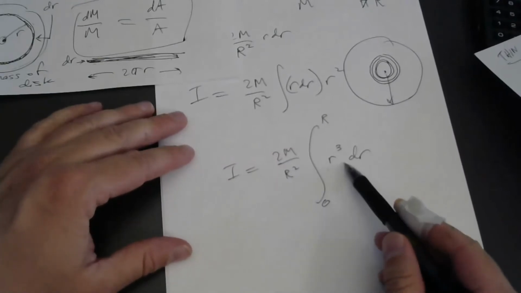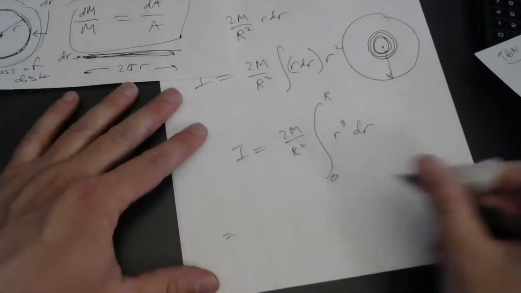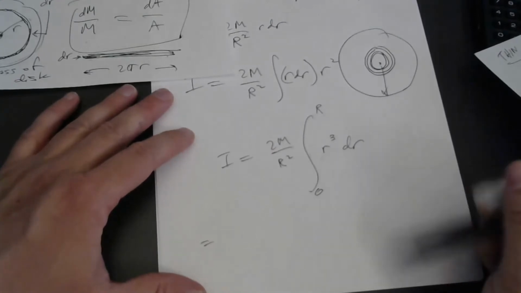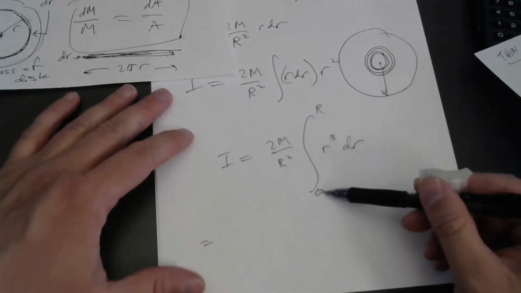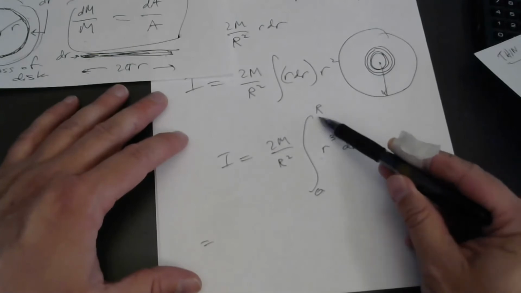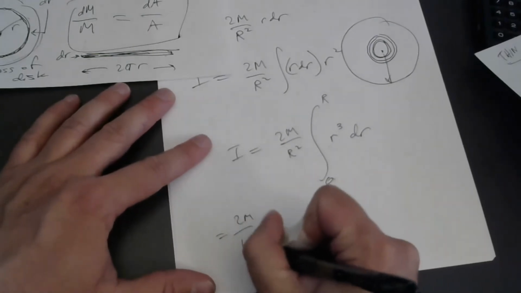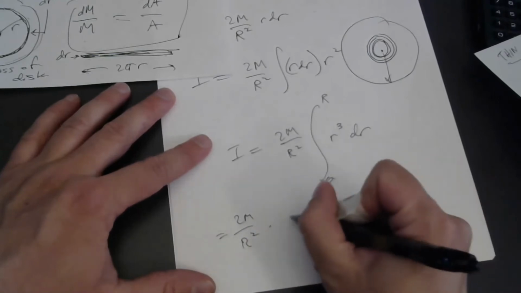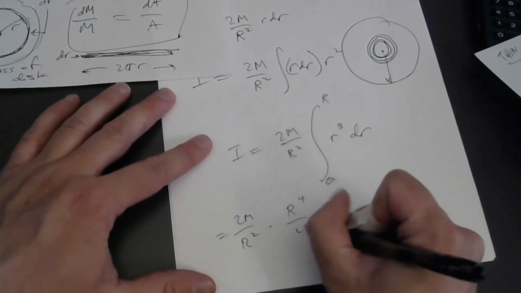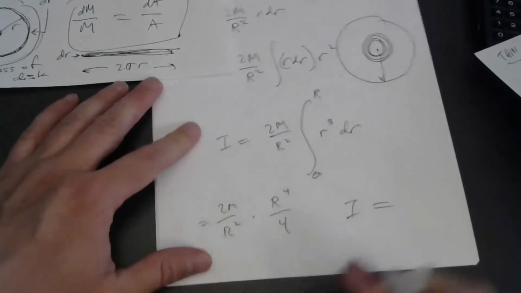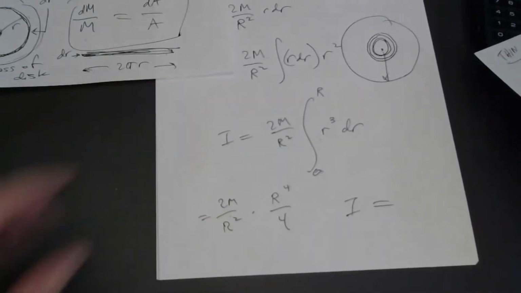The antiderivative is 1/4 r to the 4th. And I'm going to skip the step where I put the brackets and the limits. You can see that when you plug in 0, that goes away. So it's really big R to the 4th over 4. 2m over big R squared times big R to the 4th over 4. 2 over 4 is 1/2.